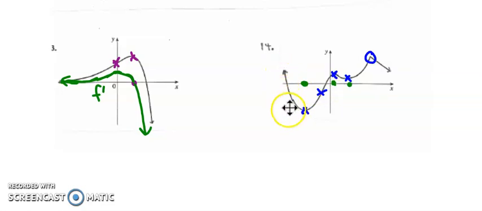The function is decreasing, so the derivative is negative, but the function is concave up, so the derivative is increasing. Let me clean that up. Okay, now the next section, the derivative will be positive because the function is increasing, and the derivative will increase because the function is concave up. So I go to here. Next section, the derivative is positive because the function is increasing. Now the function is concave down, so the derivative will decrease. And luckily, right where I had my inflection point on the function, I have a turning point on the derivative.